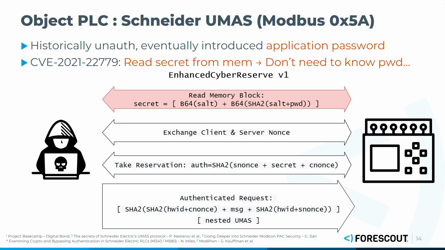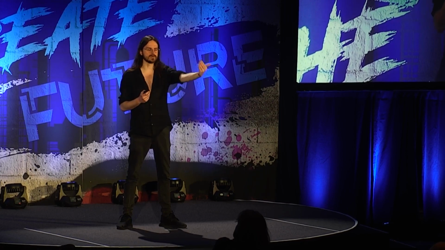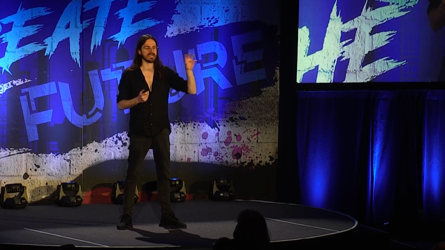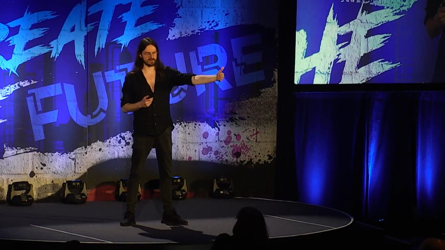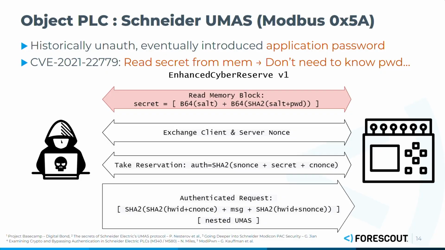A vulnerability was discovered in this by multiple independent parties because of the way it works as outlined in this slide. So the first thing you effectively do is you read a memory block that holds a hash over the salt and the password. Then you do a nonce exchange with the PLC. Then you do a take reservation request where you use this secret and the nonces. And then you send authenticated messages essentially to this PLC with these nonces.